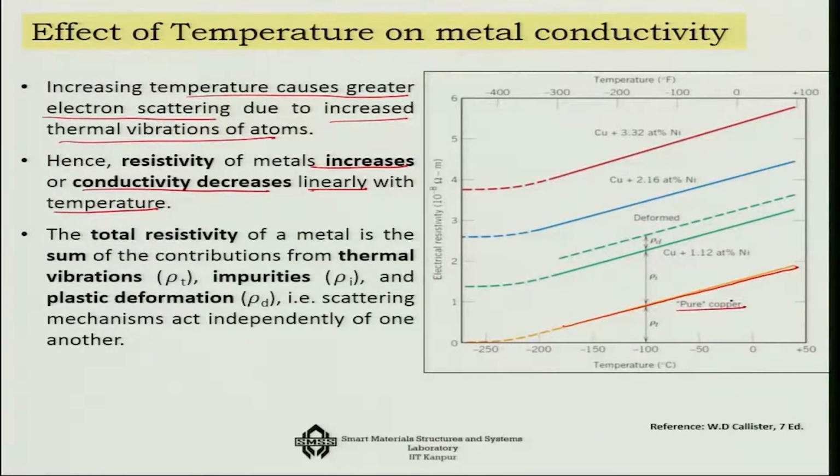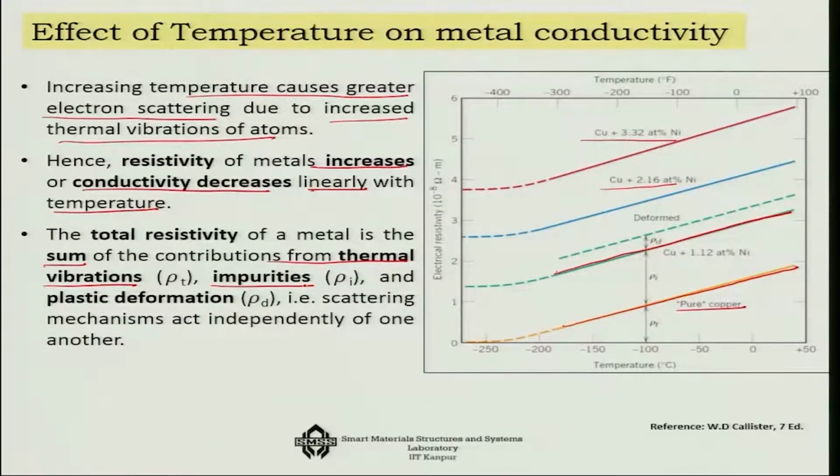Similarly, that is for pure copper. Similarly, we will see copper with nickel, in smaller or bigger amounts. Each one of them has a higher degree of resistivity, but the effect is almost similar, that it is increasing the resistivity with respect to temperature. The total resistivity of a metal then is the sum of the contributions from thermal vibration and impurities. Both of them are important, right?